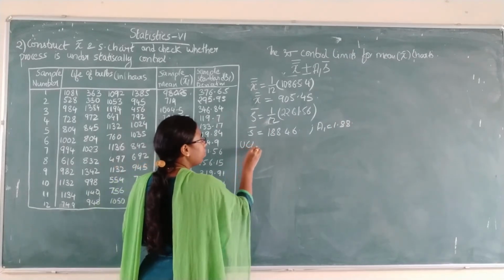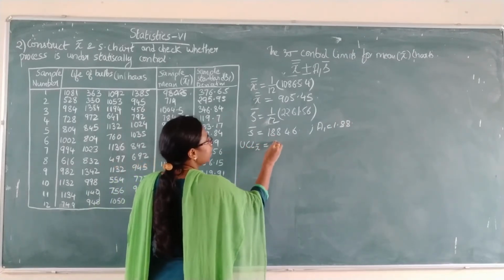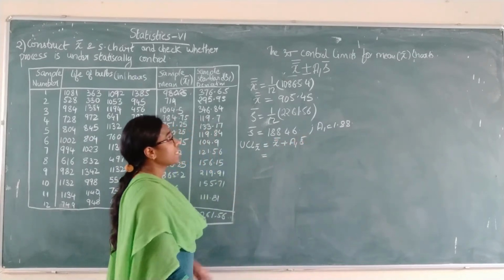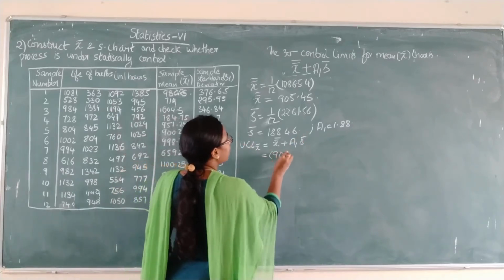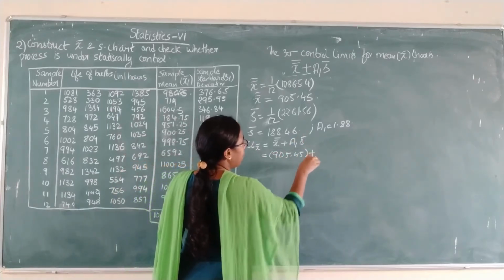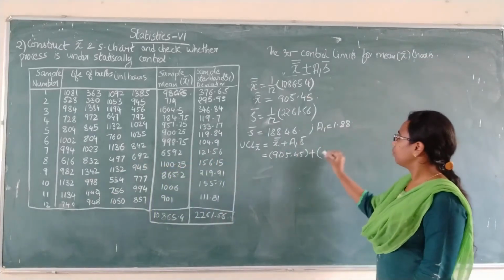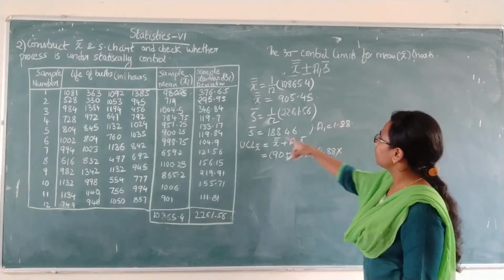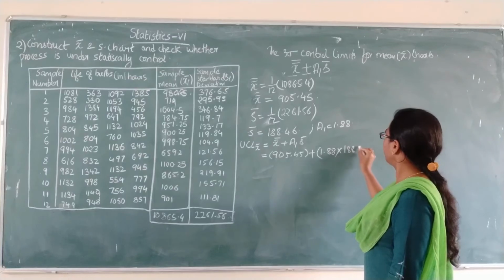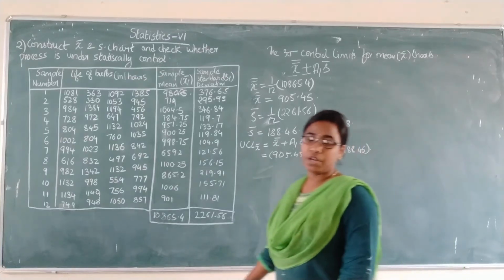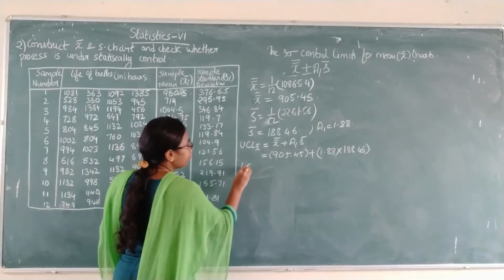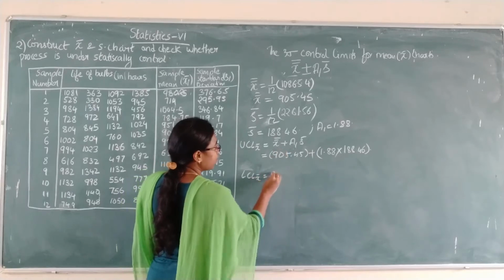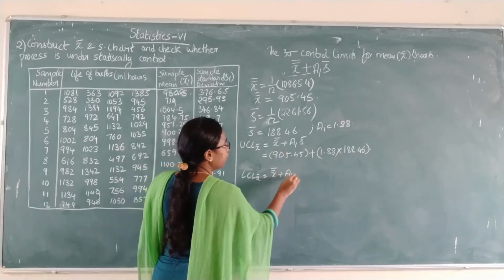Now find out the control limits. UCL of x bar chart equals x double bar plus A1 into s bar. What is the x double bar value? 905.45 plus, what is the A1 value? We have seen from the table as 1.88 into the s bar value, 188.46. So this will be your UCL value. LCL, how do you write it? LCL of x bar equals, in place of plus, you will do the minus.